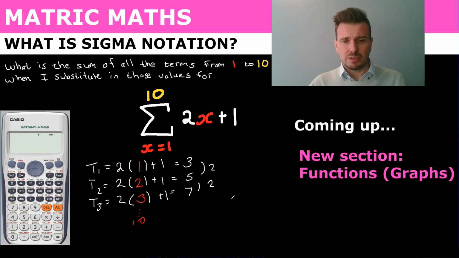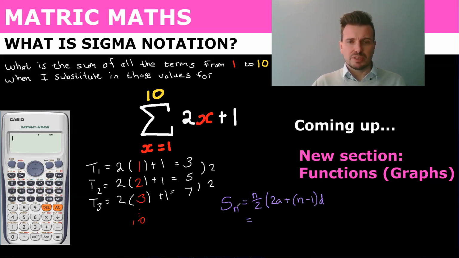So I'm going to do that in blue. From the video on summing an arithmetic sequence that you've done earlier in this section, it's n over 2, 2a plus n minus 1 times the difference. Okay, and all we do is substitute in our values. So S10, because we're doing up to 10.